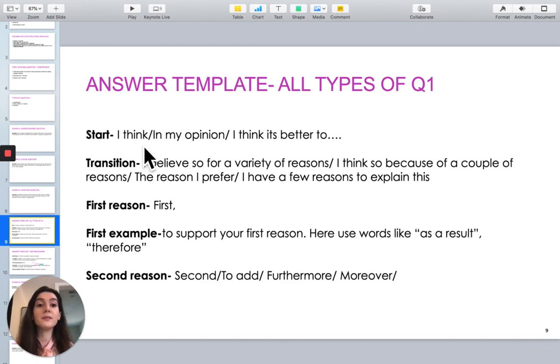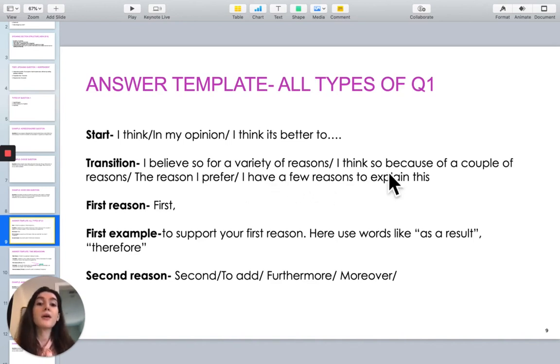So you can just say, I think it's better to do this, or in my opinion, nothing fancy here. Then you have to give 2 reasons and 1 fully developed example. Only 1 fully developed example. But in order to transition to that, use a transition statement such as, I believe so for a variety of reasons, or I think so because of a couple of reasons, or the reason I prefer taking risk is, I have a few reasons to explain this.